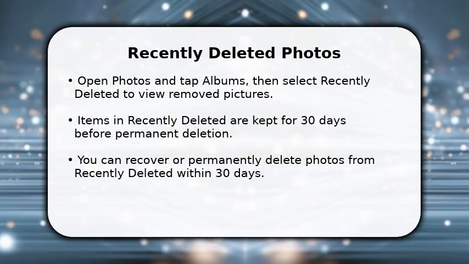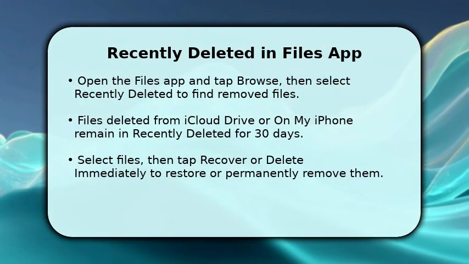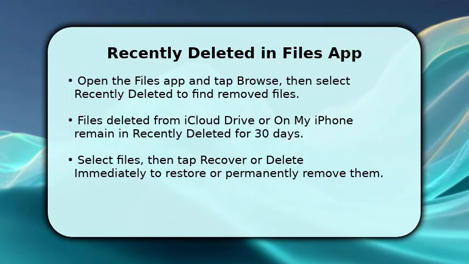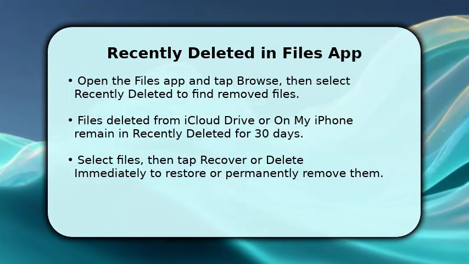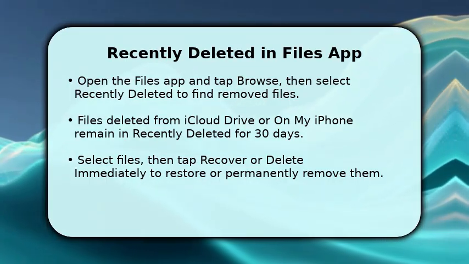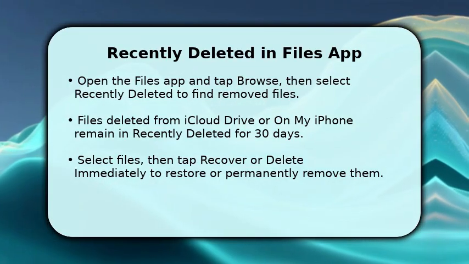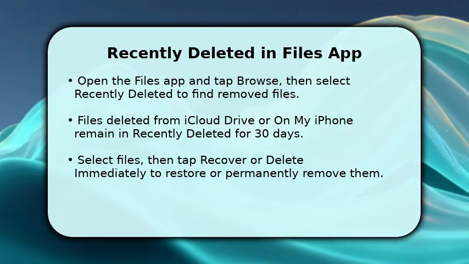Open the Files app and tap Browse at the bottom to access locations and folders. Look for Recently Deleted in the Browse list and tap it to view removed documents and folders. Each file shows the deletion date and days remaining before permanent removal.